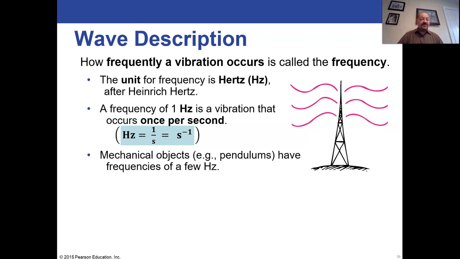So mechanical objects, things swinging like a pendulum, would have a very low level of hertz. You might have 1 hertz. It would take 1 second to go across and back. So it has to go back and forth for 1 cycle to be complete. And if that happened in a second, that would be 1 hertz. If it went twice like that, it would be 2 hertz, 2 cycles per second, 2 total vibrations per second, 2 waves per second, however you want to call it.